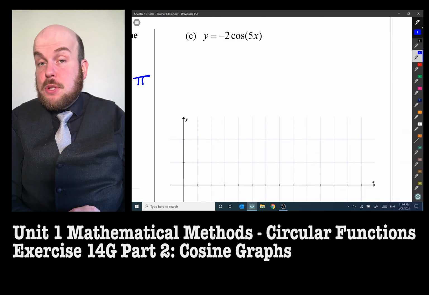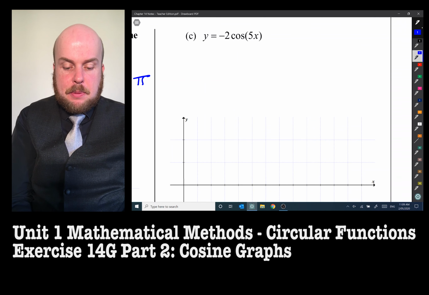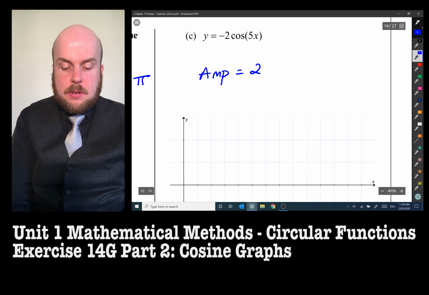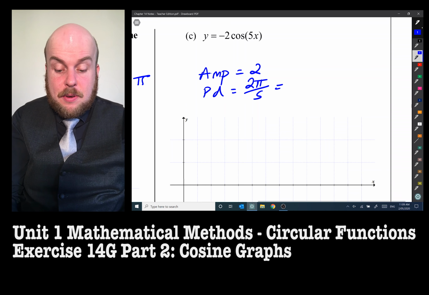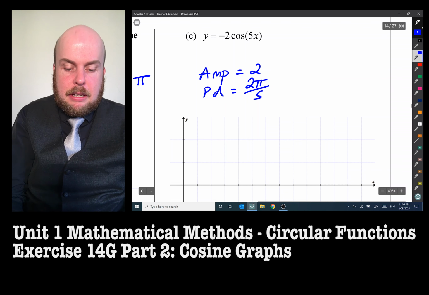Y equals negative 2 cos 5x. So we've got an amplitude here equal to 2, and a period of 2 pi divided by 5. This is awful, this one. This is a 2, that is the period. It's going to be 2 pi over 5. And it's been reflected.